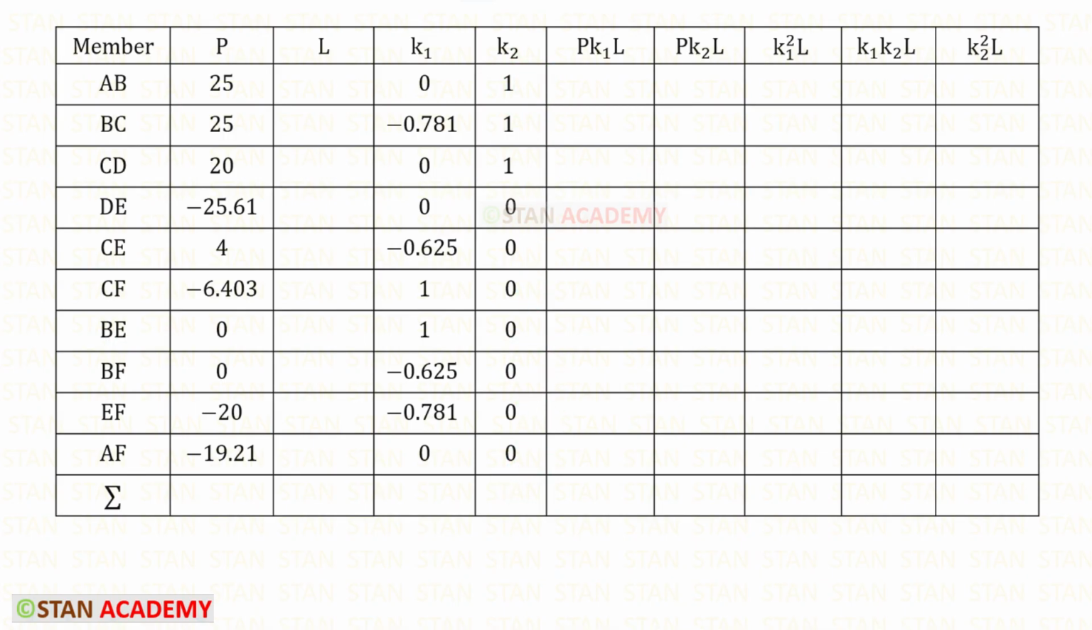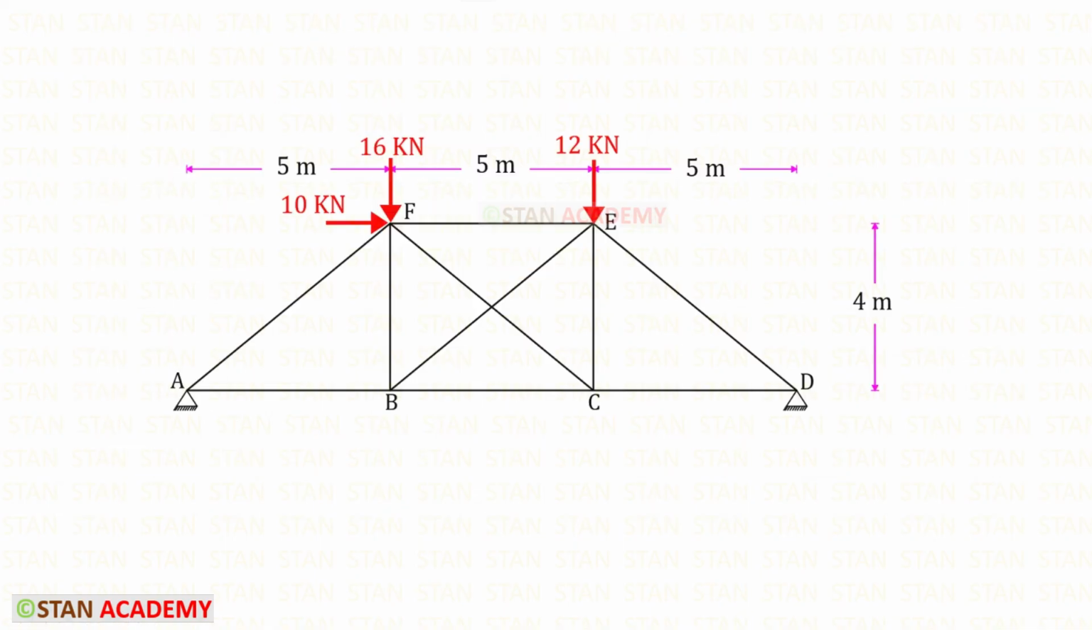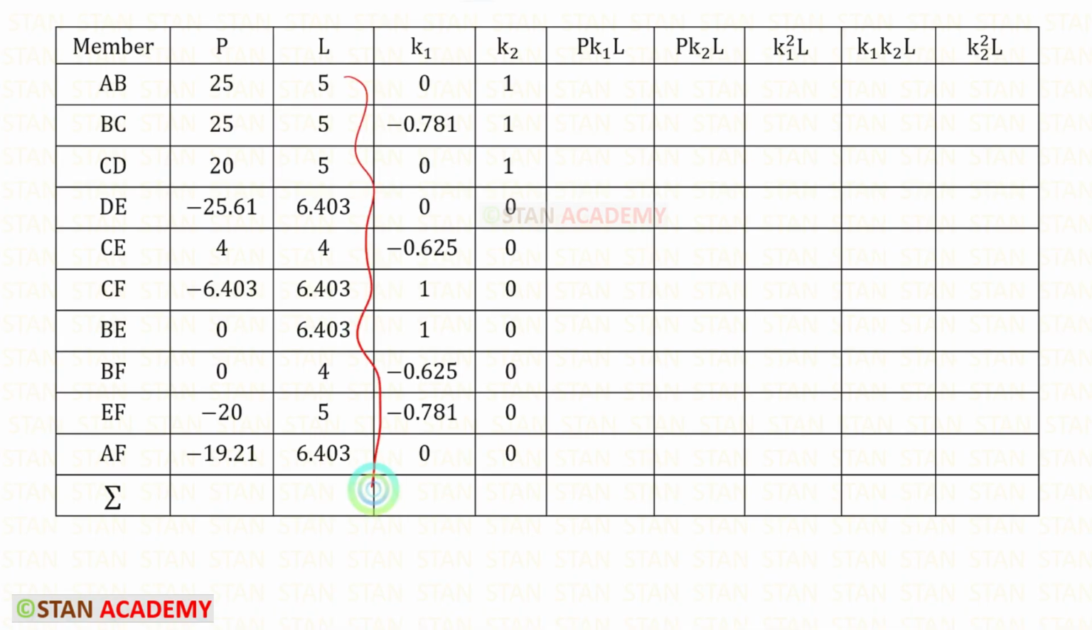Now we are going to find the length of the members. Most of the lengths of the members are given. Length of AB is 5, length of BC is 5, CD is 5, and FE is 5. Length of BF and the length of CE is 4. We can find the lengths of AF, BE, FC, and ED using the Pythagoras theorem. That is root of 5 square plus 4 square. We will get 6.403 meter. Let us enter all of the lengths.